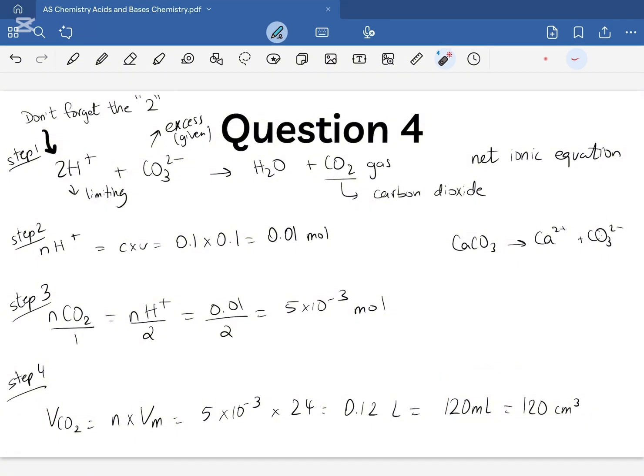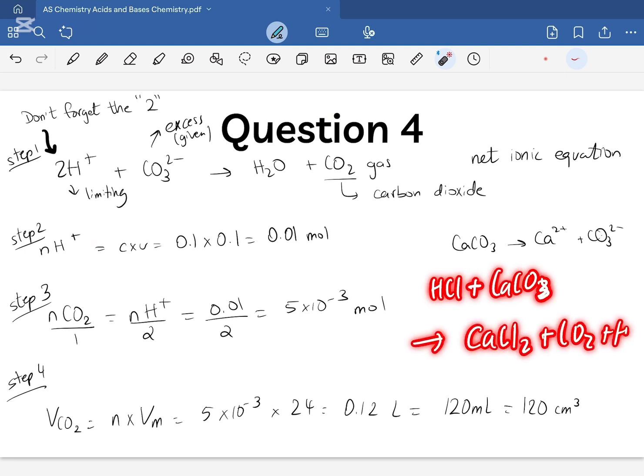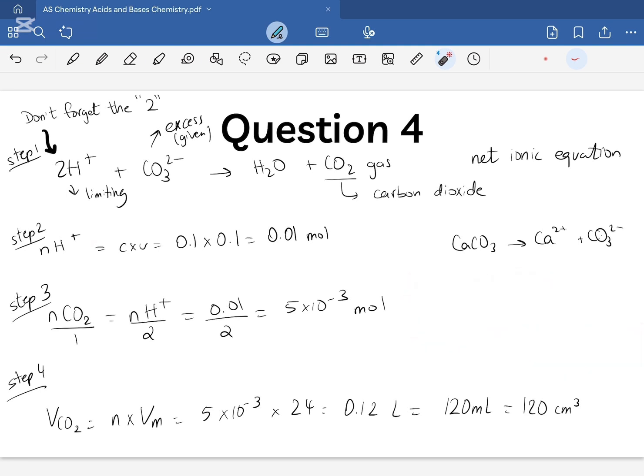So you just have to know that when we react a monoprotic acid with carbonate ion, this is what we're going to have. This is the net ionic equation. As we know, for example, if we consider HCl and we react it with CaCO3, then we're going to get CaCl2 plus CO2 plus the water, which is H2O, and the gas will be CO2. And of course, we need to balance. This is going to be 2, and now it's balanced. So the volume of CO2 is 120 centimeter cube.